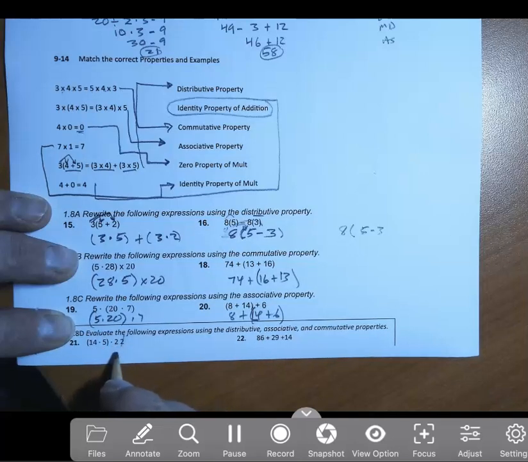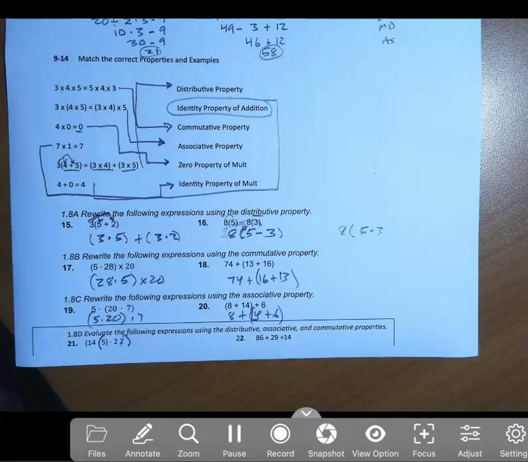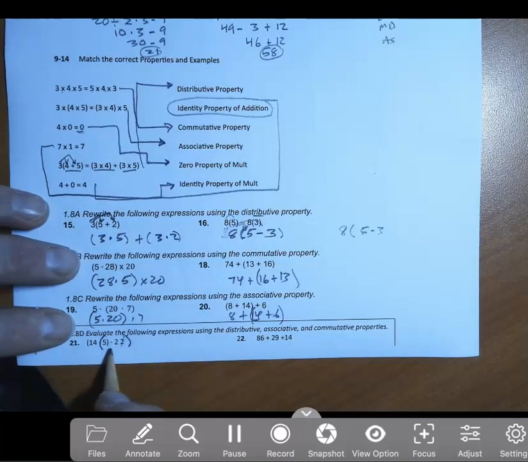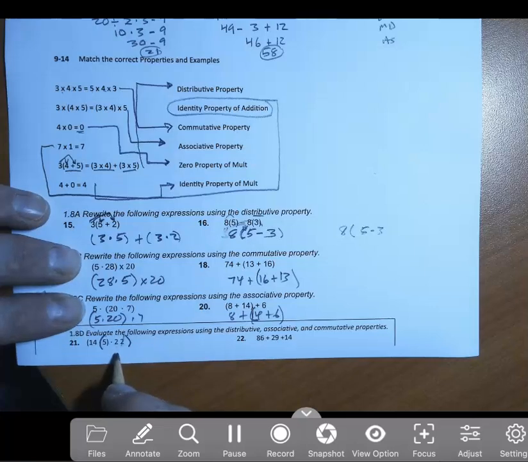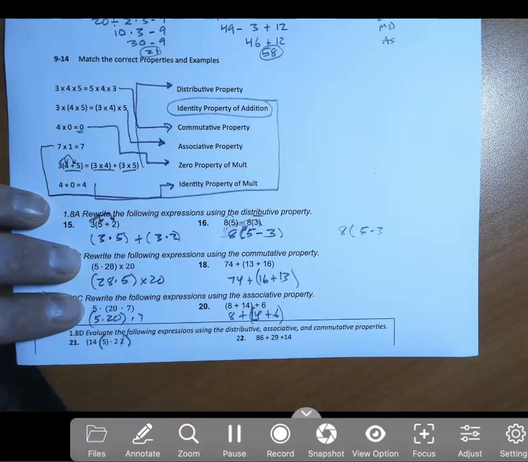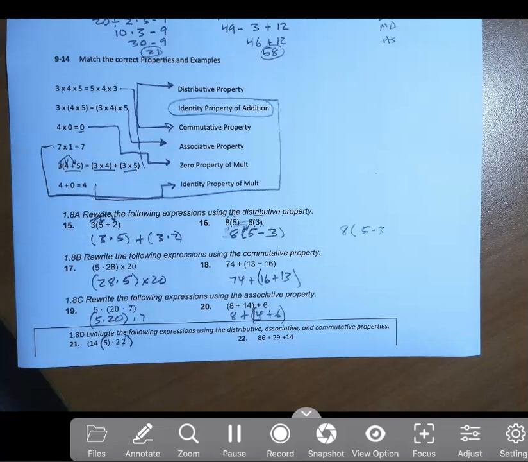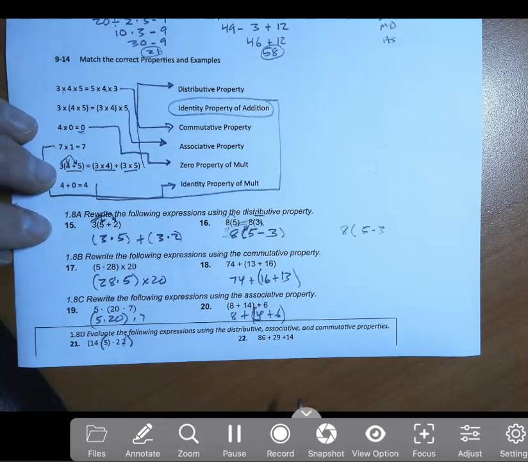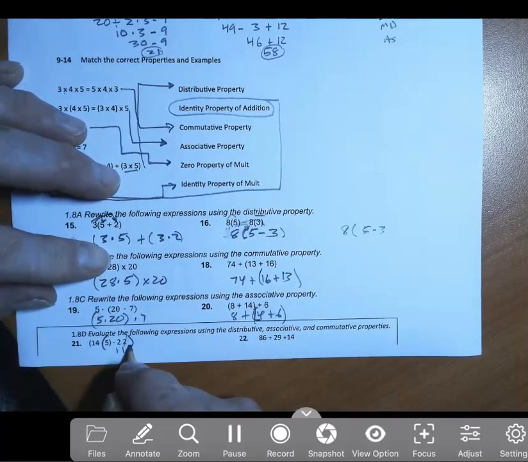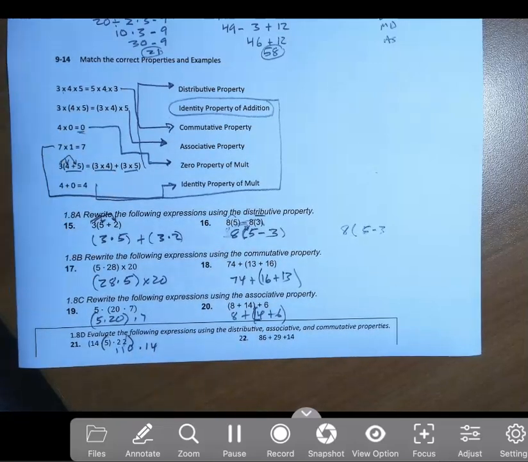I could regroup it if I wanted to and do 5 times 22. But however you want to solve it. So I guess I'll use a property. I'll regroup and I'll do 5 times 22 first. Well, 5 times 20 would be 100. So 5 times 22 would be 110. So this would be 110, and we'll take that times 14.